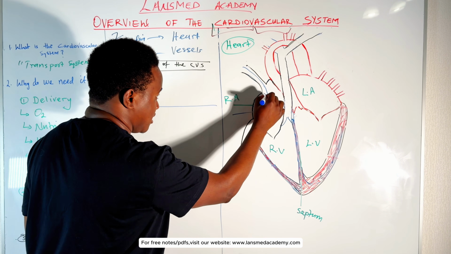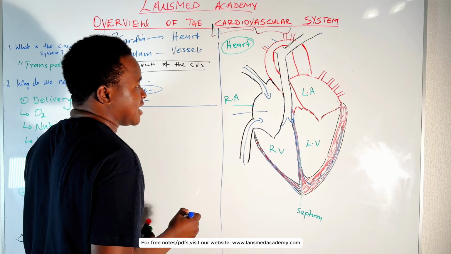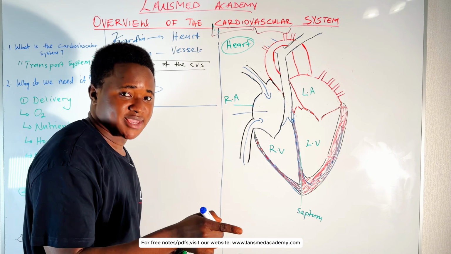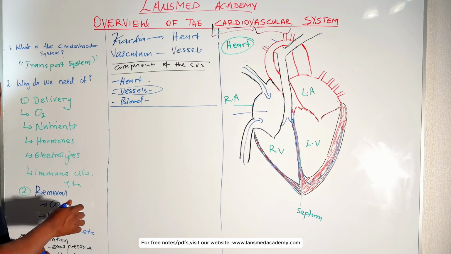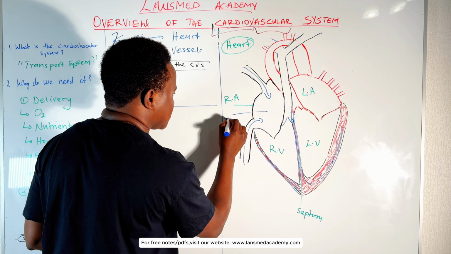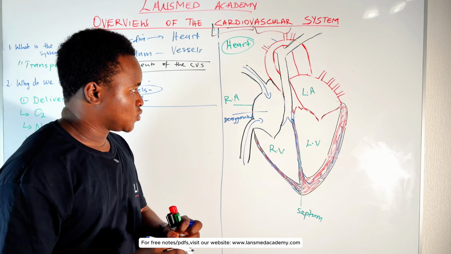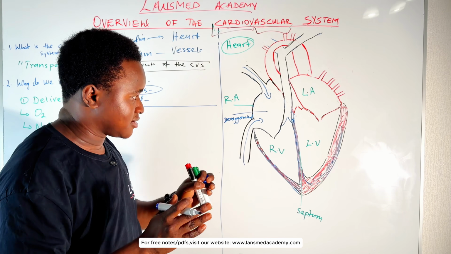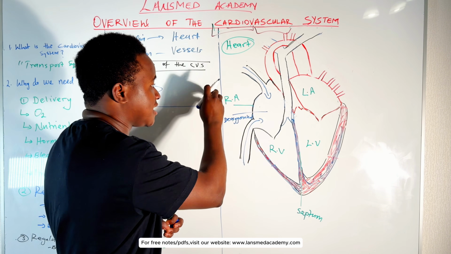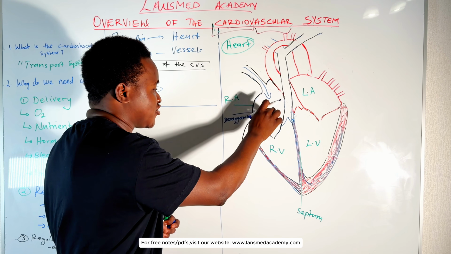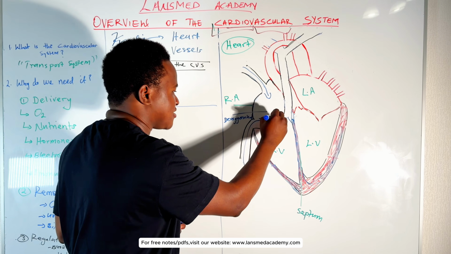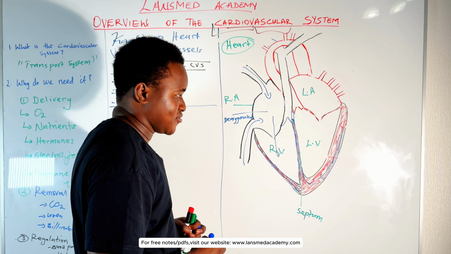Deoxygenated blood is coming here. The blood lacks oxygen, but it has carbon dioxide. So the removal process, right? So deoxygenated blood comes here. Now, understand it this way. Blood coming from the systemic circulation to the heart is deoxygenated and it's entering the heart through the right atrium. Now, in the right atrium, this blood is not going to stay here. It's coming here to the right ventricle.